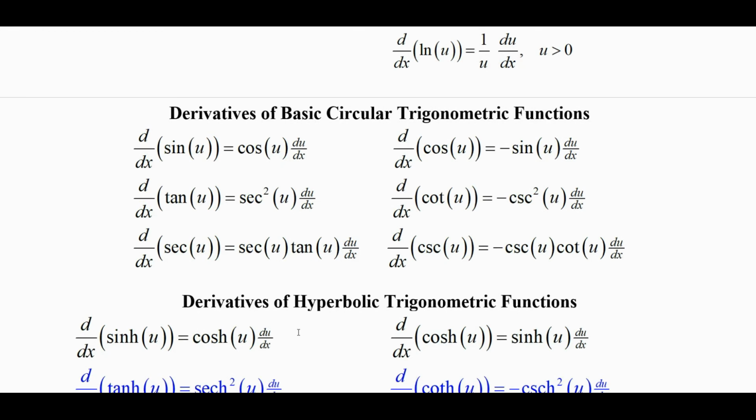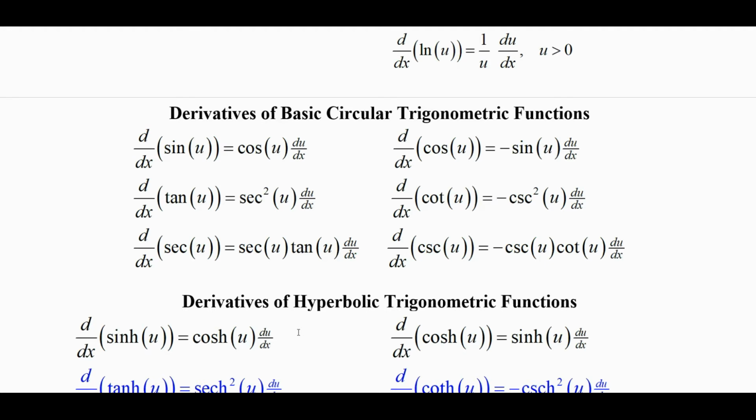Then we have our basic trig functions, circular trig functions. The derivative of sine of u is cosine of u times derivative of u. Derivative of tangent u is secant square of u times du over dx. And the derivative of secant u is secant u times tangent u du over dx.